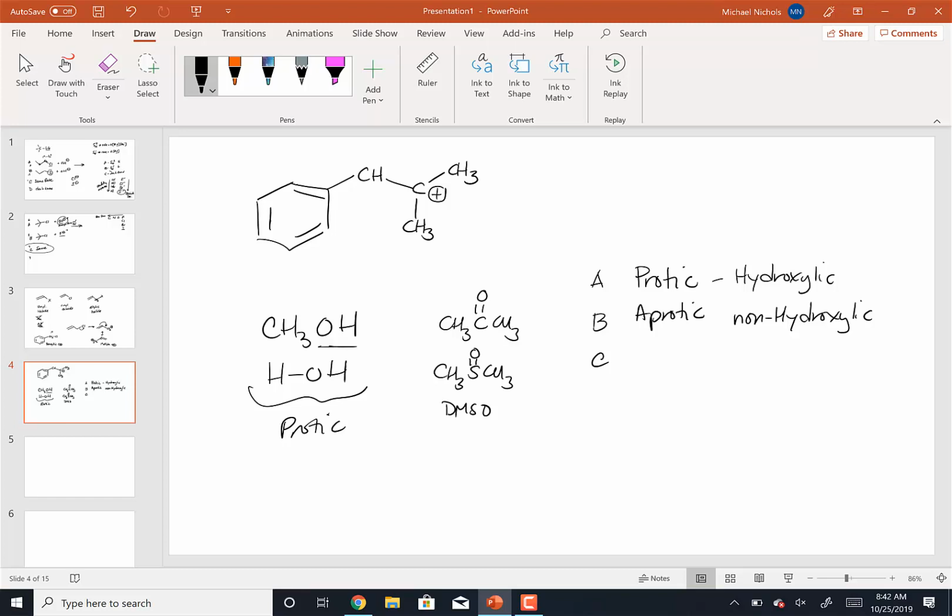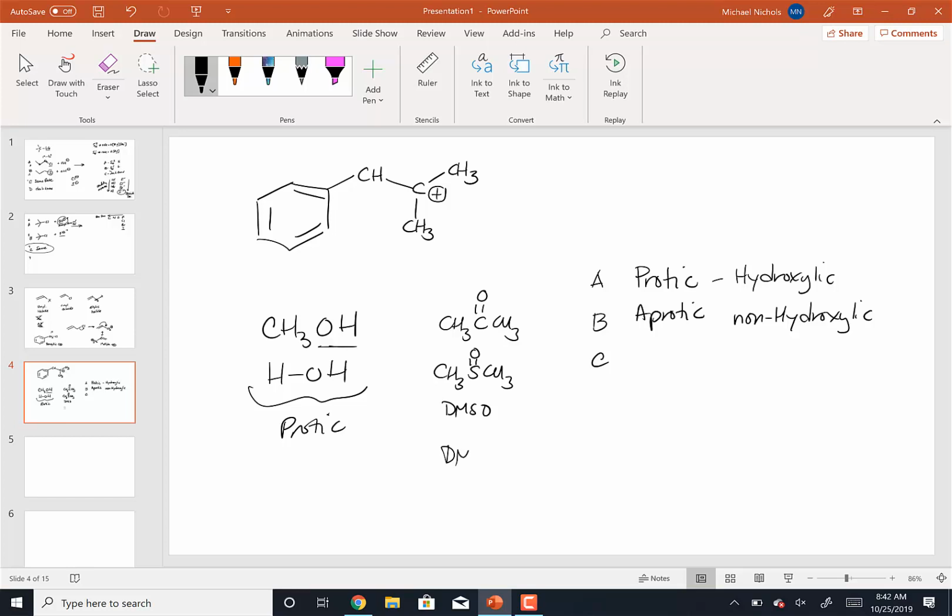If you're driving in the hills of West Virginia and you see DMSO sold, which I remember seeing one time, I wouldn't stop there, because I don't know. They probably don't have a nice still to distill it and make it nice and pure. So that's an aprotic solvent.